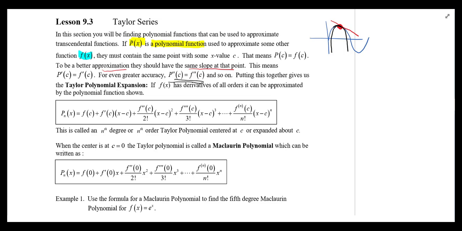And Taylor created something called the Taylor polynomial expansion. So what Taylor said is this. If that function f of x, so think about sine x, e to the x, has derivatives of all orders, meaning you can take the derivatives of the first one, second one, third one, fourth one, all the way to infinite ones, then it can be approximated by the following polynomial functions shown below. P sub n, this n stands for the nth degree, or the nth order of the polynomial. And it must be centered at some value c.